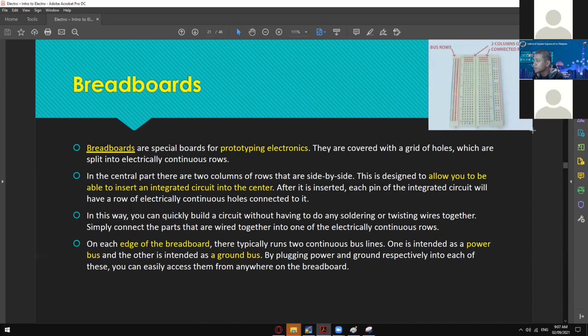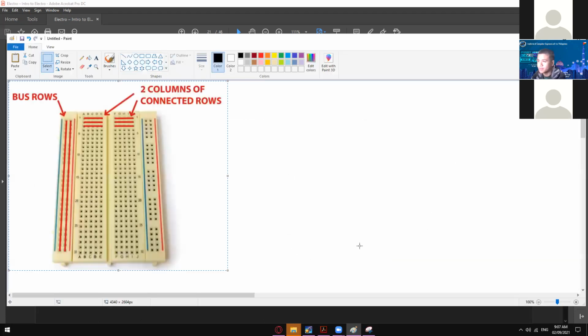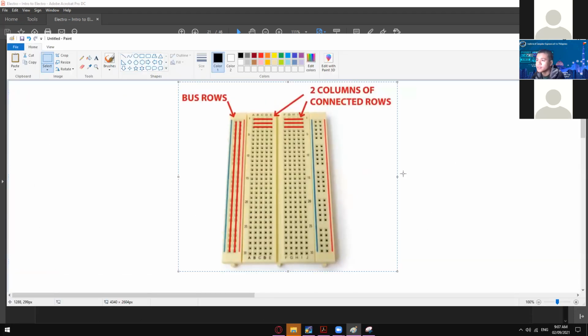Well, anyway, let me discuss the connectivity of this breadboard right here. On both sides we have these power rails. Meaning it has a connection from top to bottom. So it has a column connection.